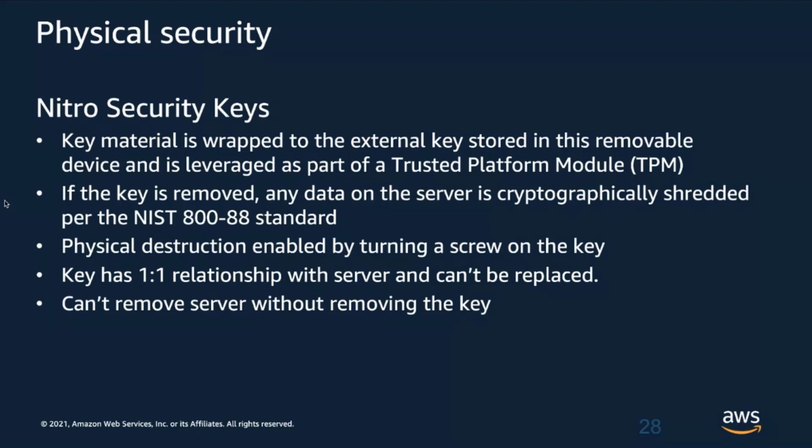This is whole disk encryption. The physical destruction is enabled by turning a screw on this key, and it physically destroys the chip that stores the key. These keys have a one-to-one relationship with the server, and they can't be replaced. Also, you can't remove a server from the Outpost rack without removing this key. It actually blocks you from removing the server.